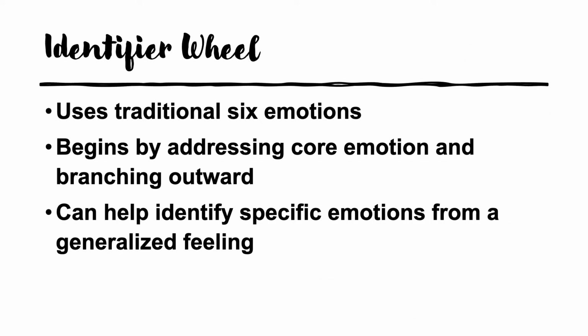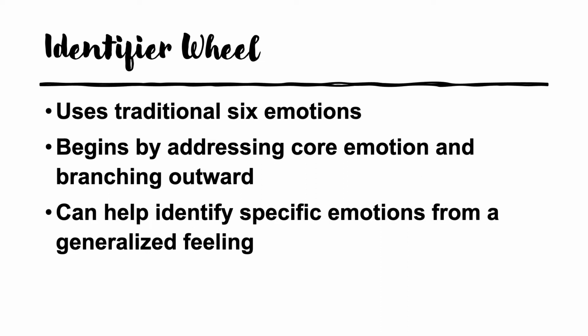All right, so now that we've practiced with that, let's go ahead and try the identifier wheel, is what I call it. This uses the traditional 6 emotions that we always have, and that we talked about in class. So this typically begins by addressing the core emotion and then moving outward, and can also be used to identify specific emotions from a generalized feeling.